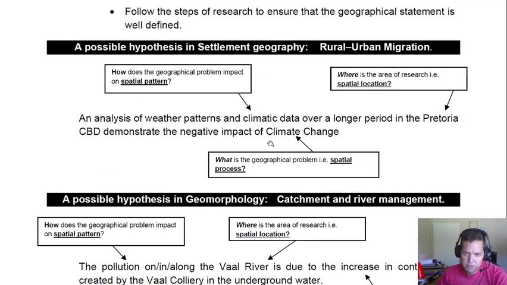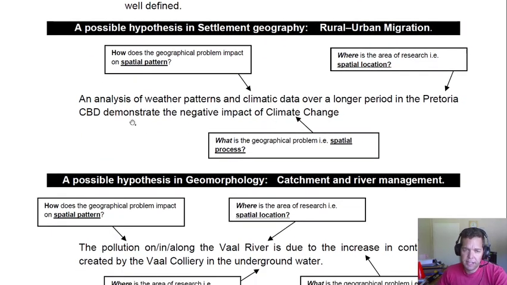These just give you an example. So the first one is an analysis, and it probably should be an analysis of how weather patterns and climatic data over a longer period in the Pretoria CBD demonstrate the negative impact of climate change. It's quite a mouthful, but it gives you a great starting point for a hypothesis. It tells you what the geographical problem is, how it's affecting a spatial area, what the exact area of research was, and what is the process that's happening.